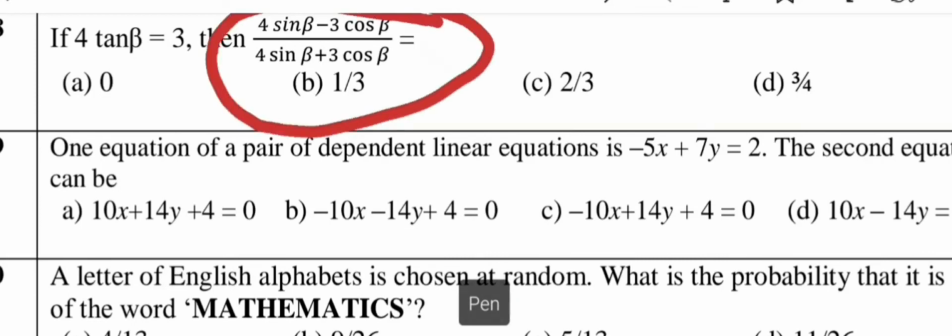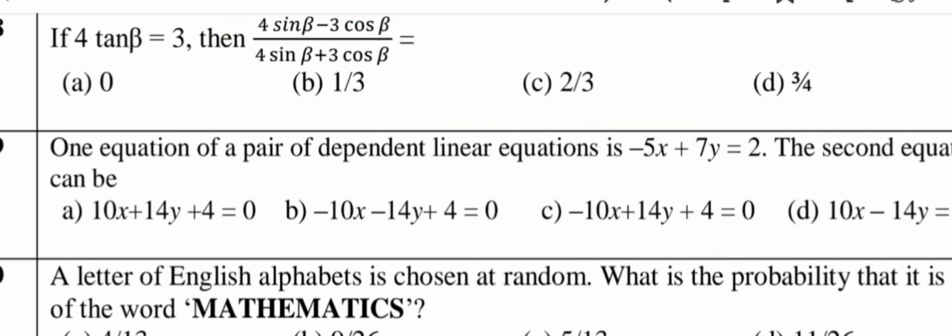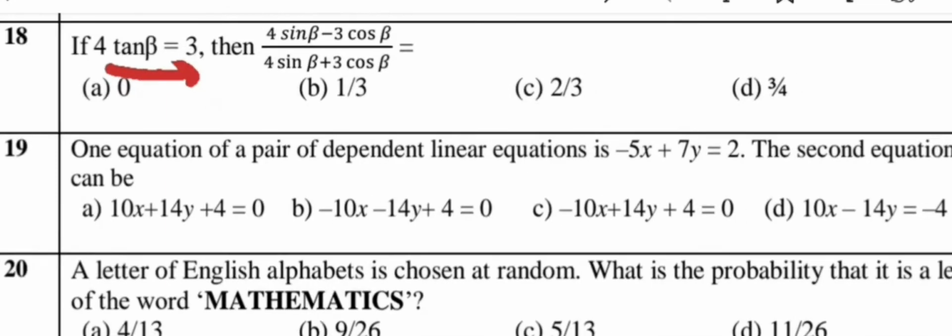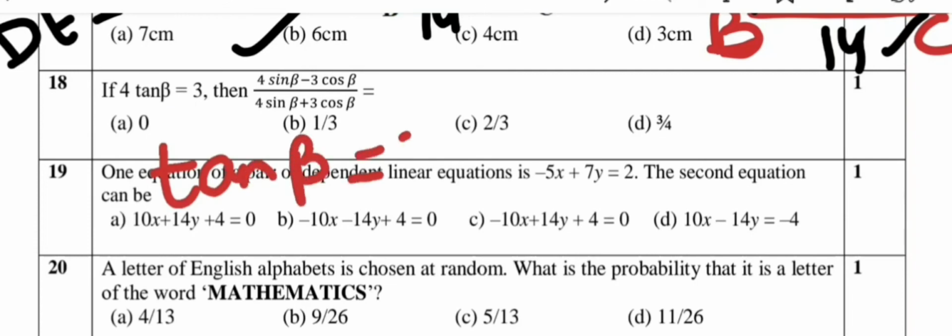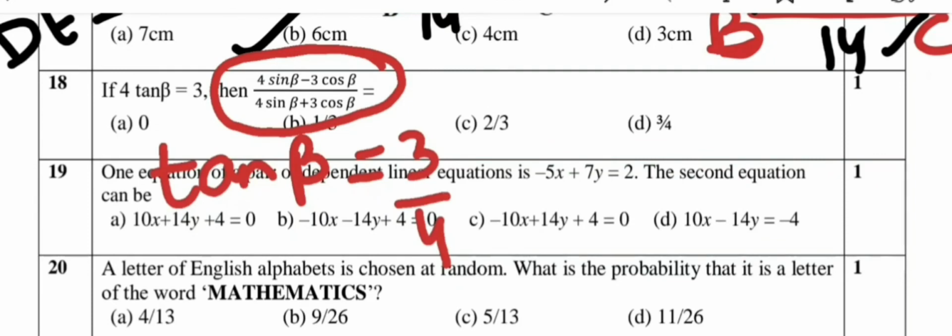Next, question number 18. If 4 tan beta is 3, then we have to find the value of this. Now how can we do it? First of all, we will take this 4 down. So we will be getting tan beta equals 3 by 4.